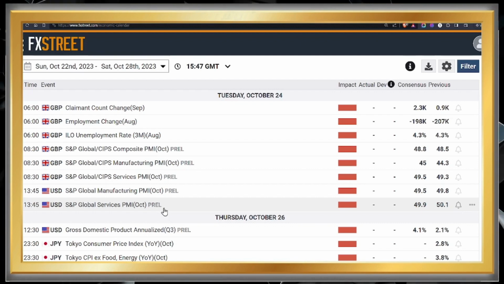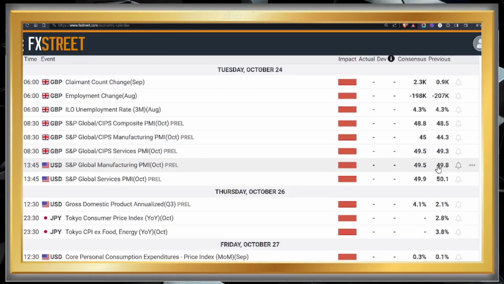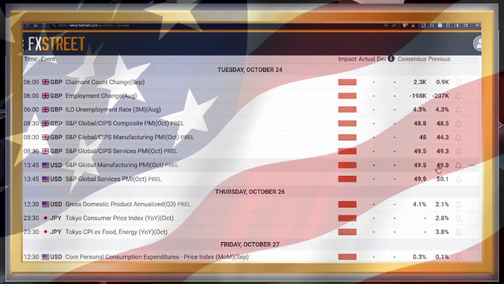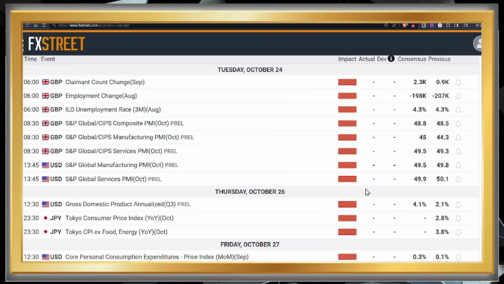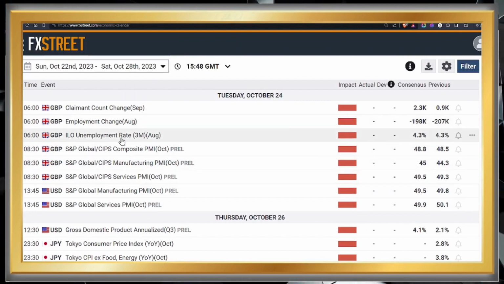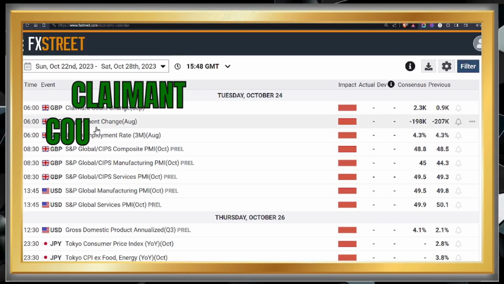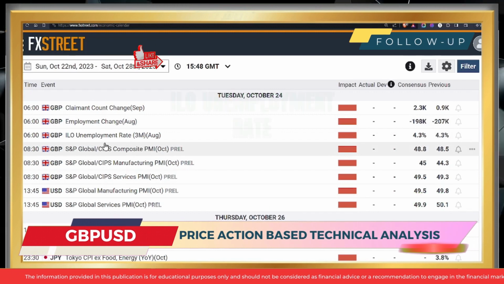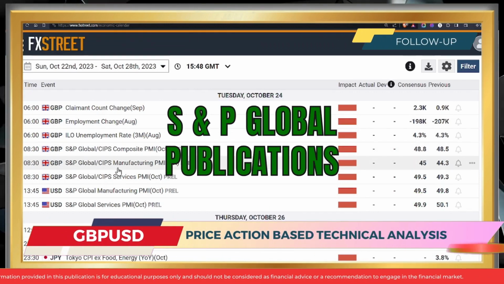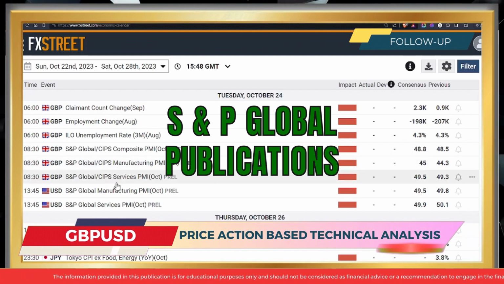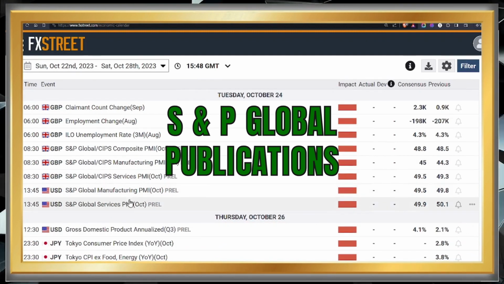So on the economic calendar for this week, we usually focus on high impact events from both economic dockets that will be affecting these assets, which includes the United Kingdom and the United States economic dockets. Now, the first series of high impact events will be coming in on Tuesday, that's October 24, and in fact we have a handful right here. Now we have the claimant count change, the employment change, the ILO unemployment rate, and the S&P Global publications, which will be coming in from the United Kingdom. And later that day, we are going to be seeing S&P publication also coming in from the United States.